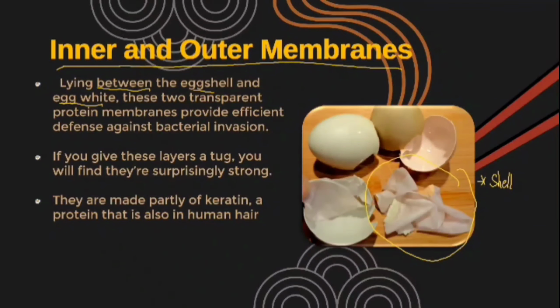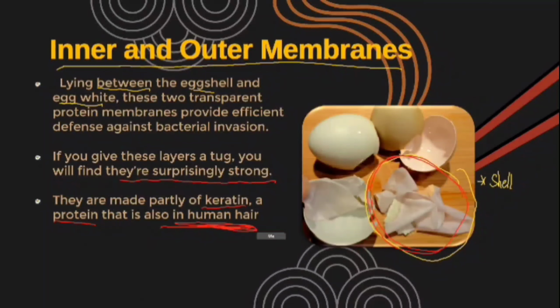Yan yung kapag binuksan nyo yung itlog na nilaga o kaya yung balot, yan yung kailangan pang butasin para mainom natin yung sabaw ng balot. Or kapag sa nilaga, yung tinatanggal natin, yung mahirap tanggalin kapag malasado yung itlog. Yan yung tinatawag doon, inner and outer membrane or simple membrane. Akala daw natin manipis lang siya, but they are surprisingly strong. Okay, they are made of keratin, a protein that is also in human hair.